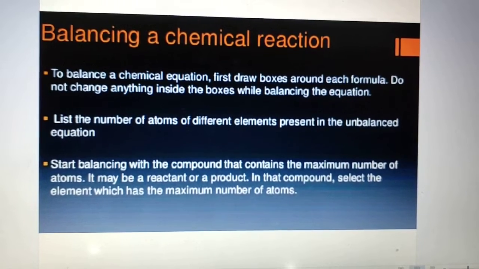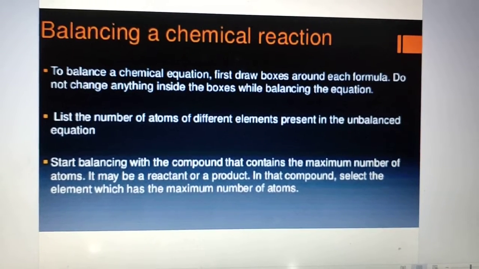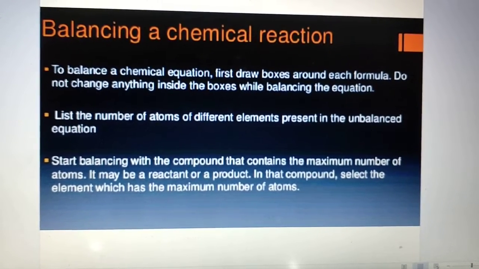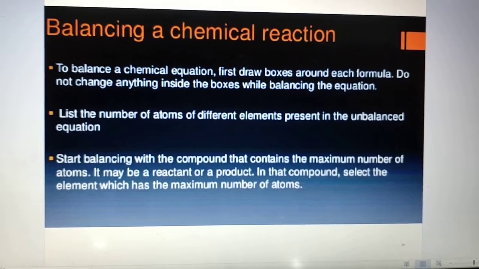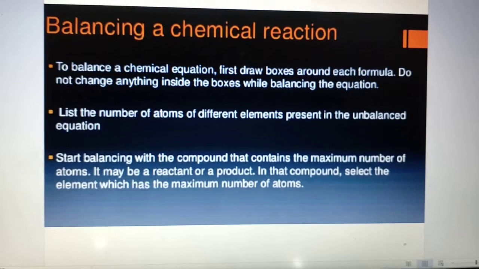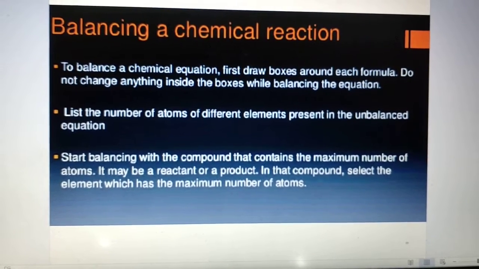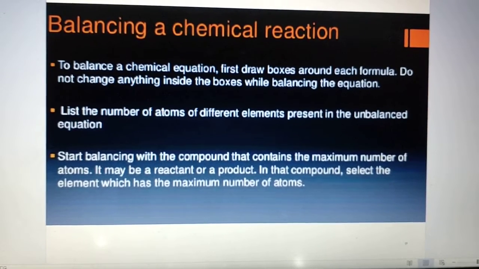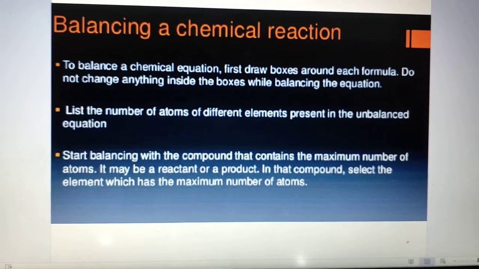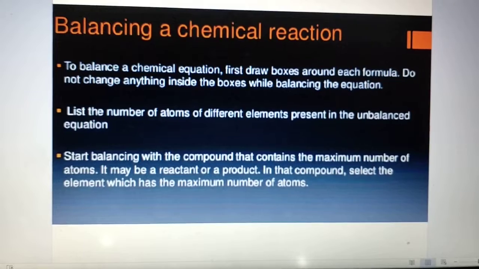Why should chemical equation be balanced? It should be balanced because we know that mass can neither be created nor be destroyed. It is always conserved. In other words, the number of atoms of each element remains the same before and after a chemical reaction.